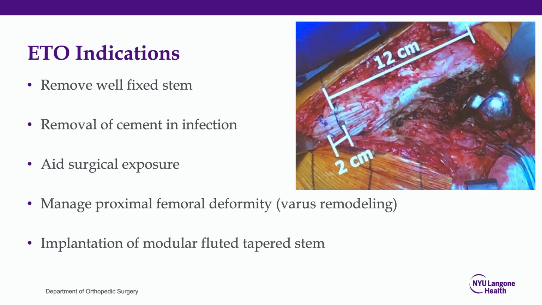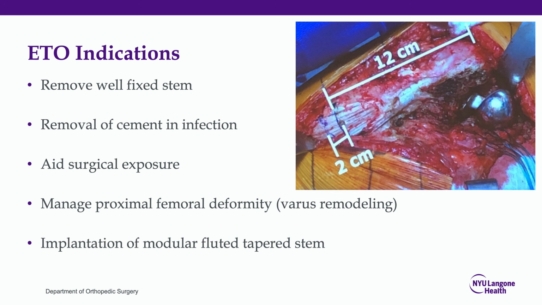So there's a lot of talk about the indications and technique for an extended trochanteric osteotomy. This is a great way to help remove a well-fixed stem. It's also very helpful to make sure you've removed all the cement before reconstructing the femur, particularly in infection where you want to get out every last bit, but also if you want to keep the cement from obstructing your path to perform a reconstruction.